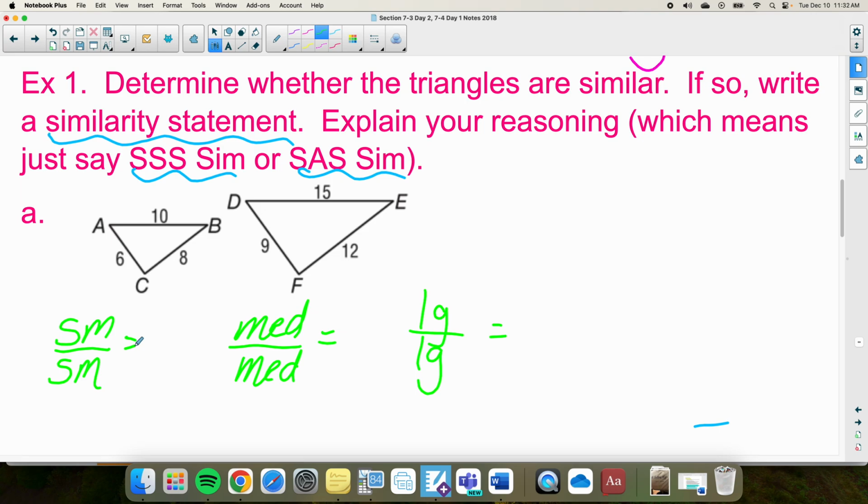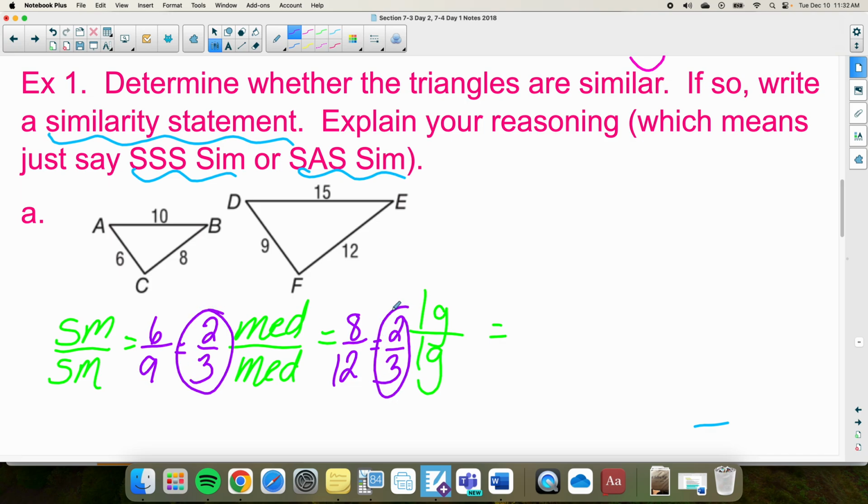So smallest side of this triangle is 6. Smallest side of this triangle is 9. What does 6 over 9 reduce to? 2/3. Very good. Then I need to do medium over medium. Medium is 8. Medium size side here is 12. Doesn't 4 go into each of those? 4 goes in here twice. 4 goes in here 3 times. Okay, so far we're good.